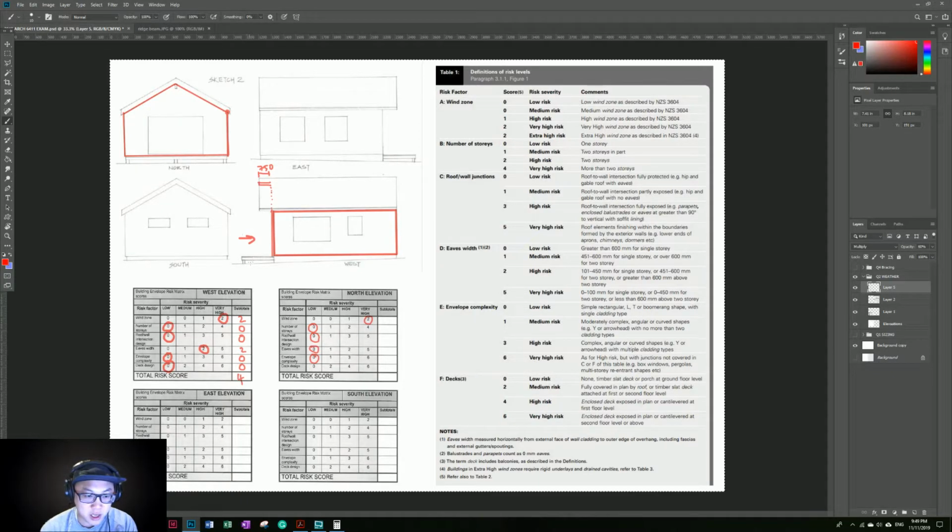And then we have a decking here, but it's a slatted deck, so it's outside. And it's not fully covered. And it's on the ground floor, so it's a low risk deck. So if you were to count the total, we get 2, 0, 0, 0, 0, 0, and a total of 2.